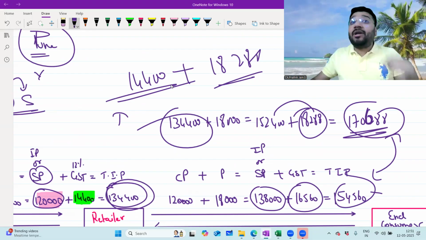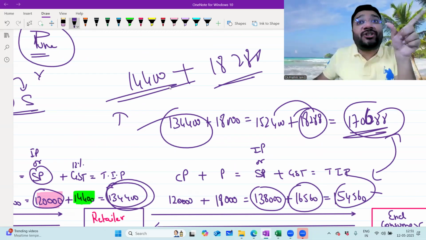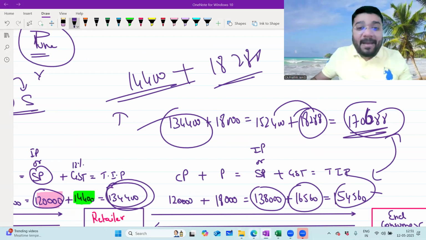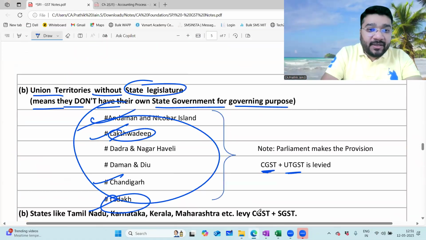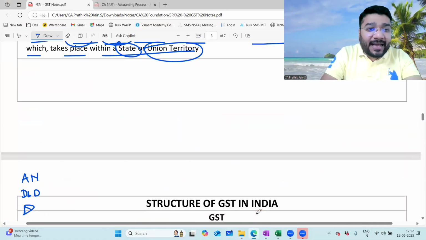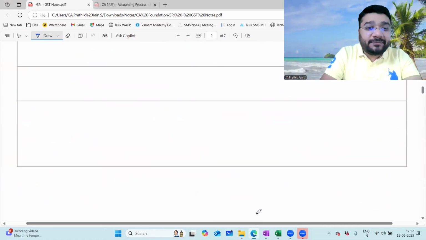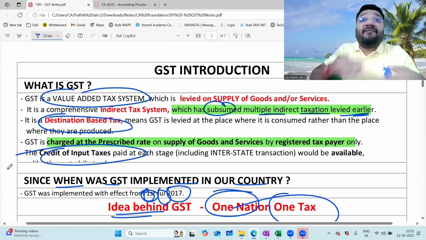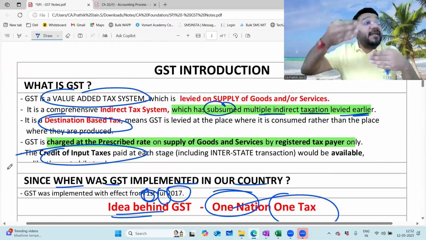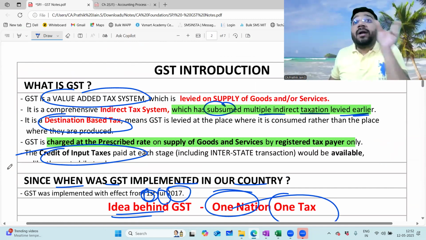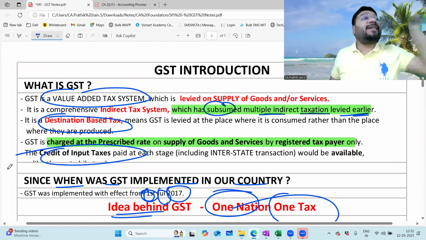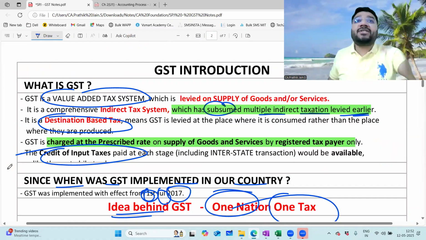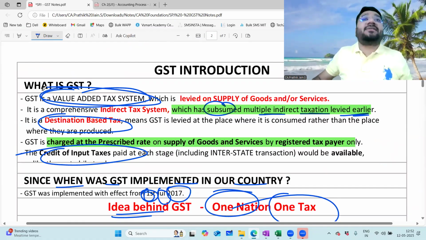And because of the input, you are charging the GST on the value addition. So come back to theory point. Here we agreed, GST is a value added tax system. What is the meaning of value added? Every subsequent stage, when the dealer, wholesaler is selling to next party, what is the value addition he is doing? On that only GST is being charged. Hence GST is called a value added tax system.